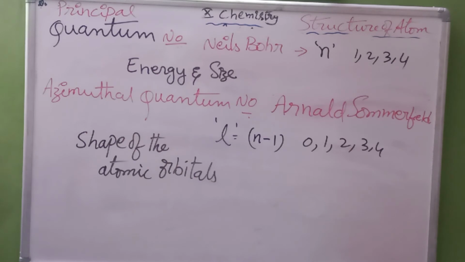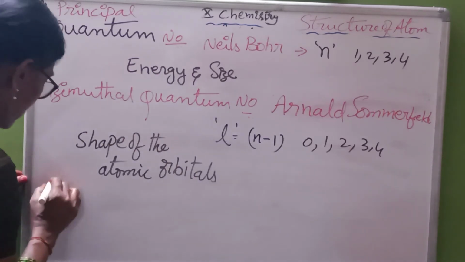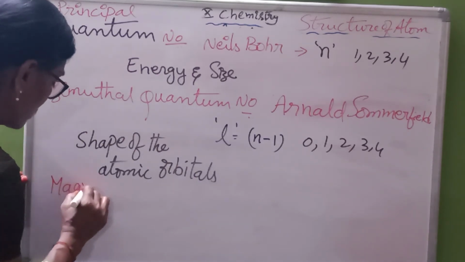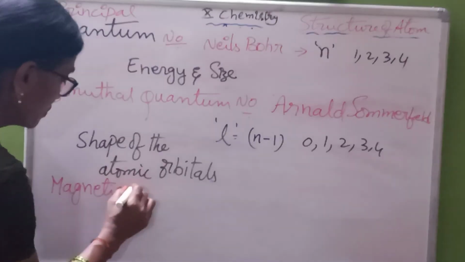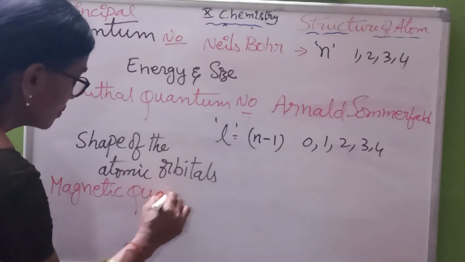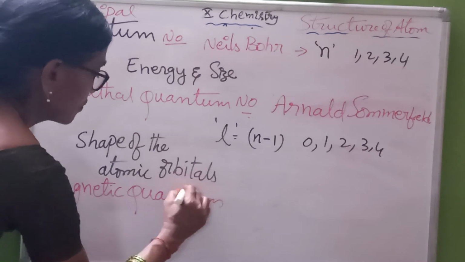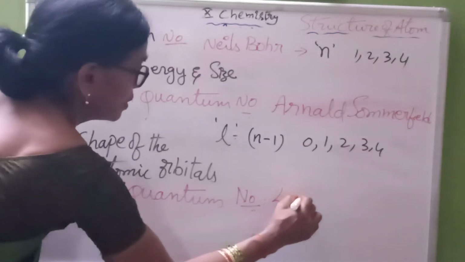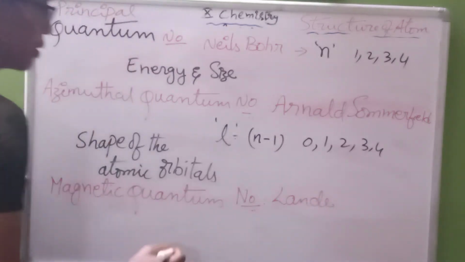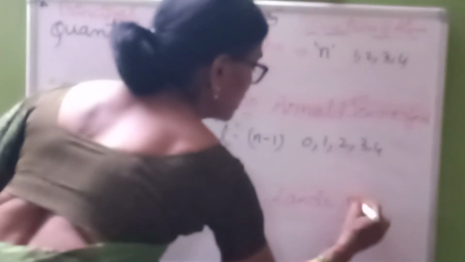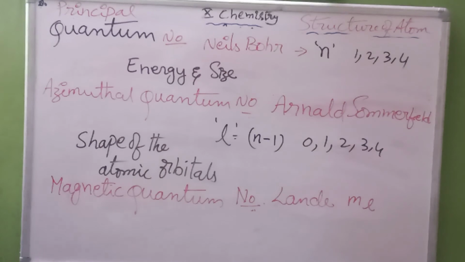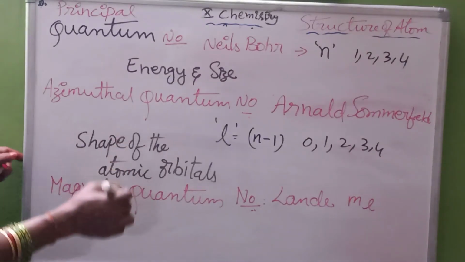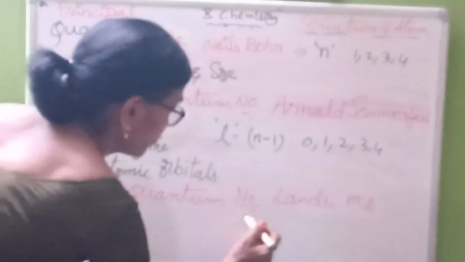The third one is the magnetic quantum number, proposed by Landé, and it is designated with ml. For knowing about this magnetic quantum number, the formula used is 2l plus 1.